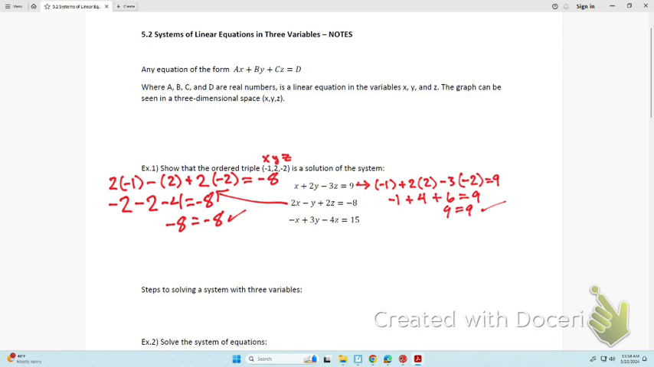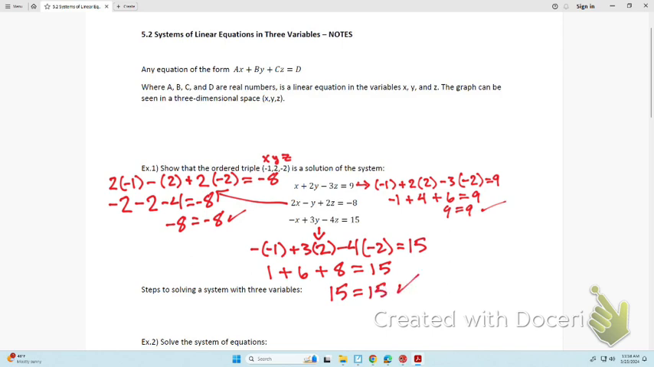Let's check the last equation. Plug in a -1. Be really careful with those negatives. Plug in a 2. Plug in a -2. And we get 15 equals 15. Yes, that is a solution.